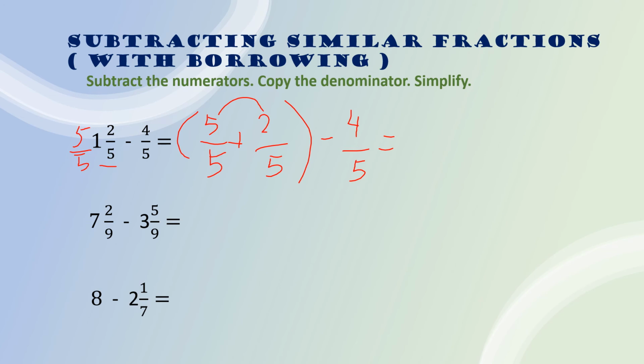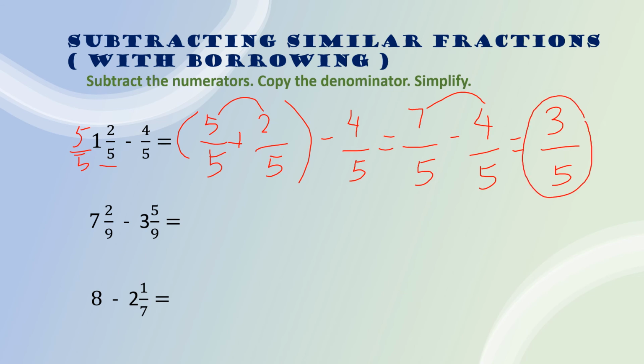What is 5 plus 2? 7. Copy 5. So it's 7/5 minus the 4/5. Now we can subtract 4 from 7. And 7 minus 4 is 3. Then copy the denominator, which is 5. So our final answer is 3/5.